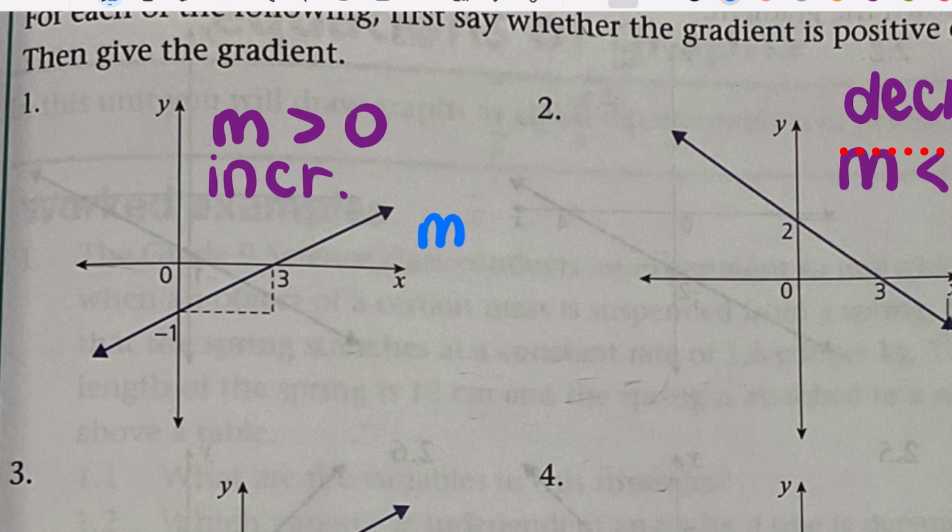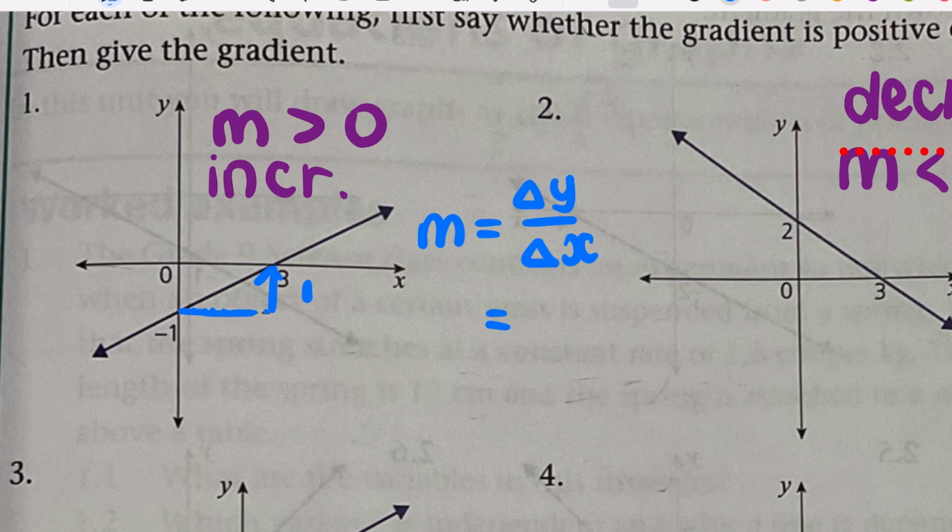So we say m is equal to the change in y over the change in x, okay? And the change in y is given to us if we look at the change in y. So what is that change in y? Remember, the y-axis is over here. It goes from -1 up to 0, which means that the change is 1, okay? But because it went up 1, it means it's positive 1.